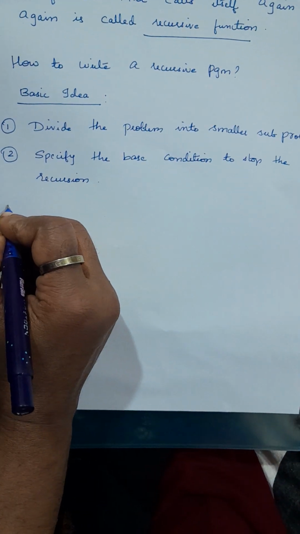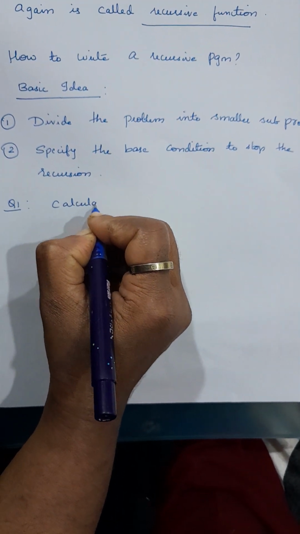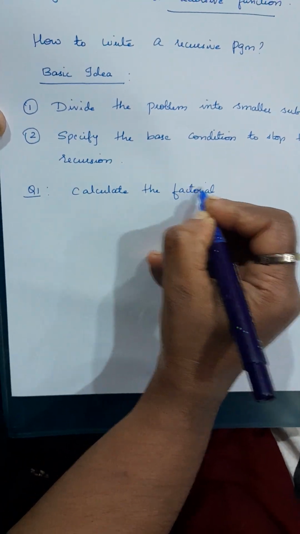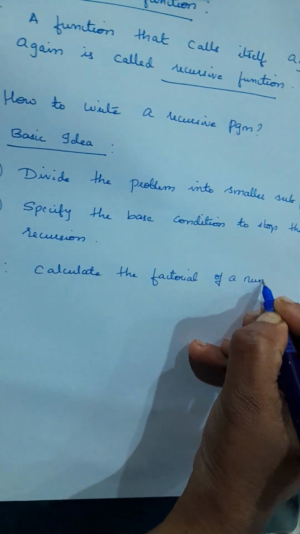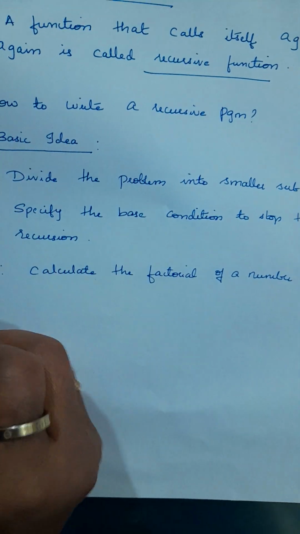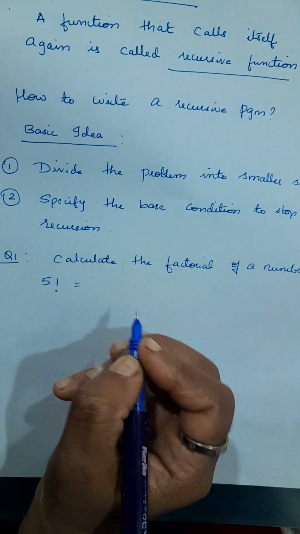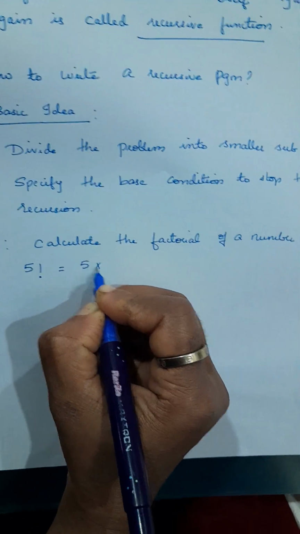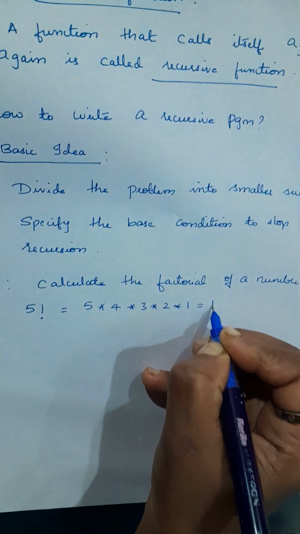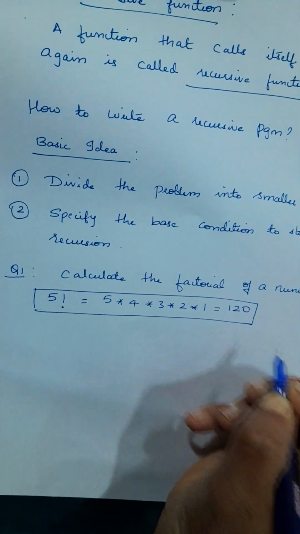Okay. So now the given problem question is calculate the factorial of a number. So I need to find out what is the factorial of a given number. Suppose I want to find out 5 factorial. Factorial 5. So what is the logic? It is 5 into 4 into 3 into 2 into 1. That's nothing but 120. So this is the basic logic to find out factorial of a given number.